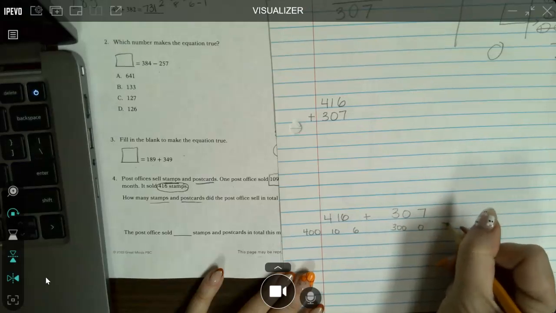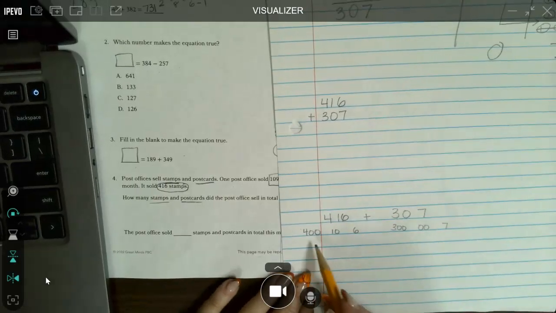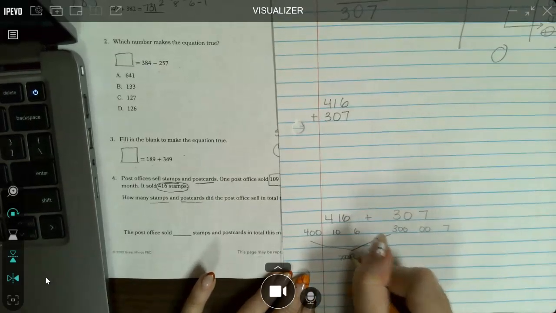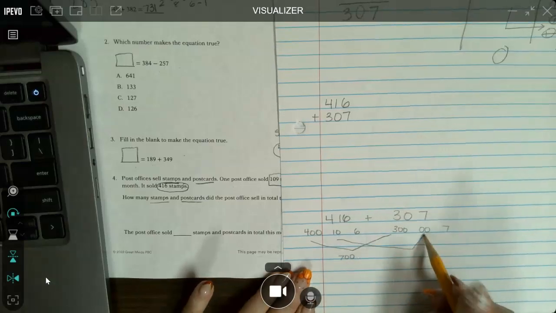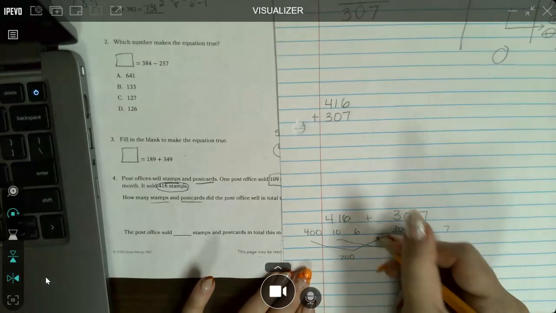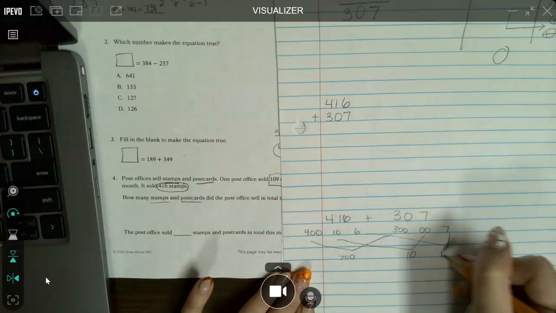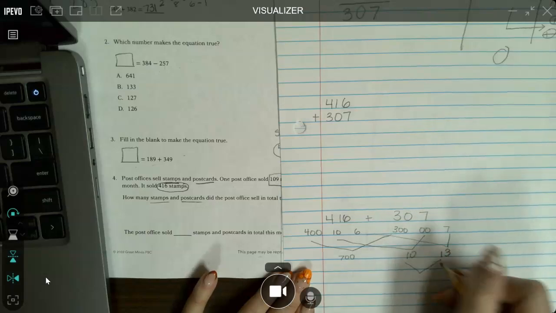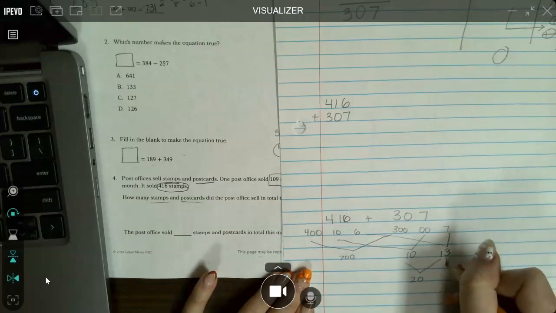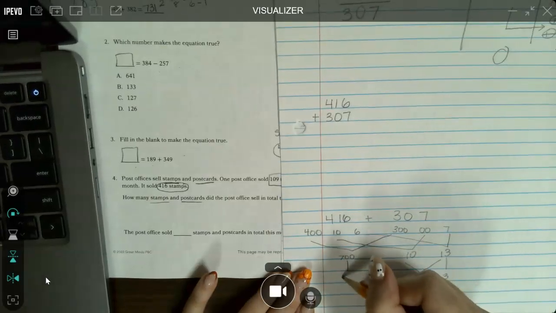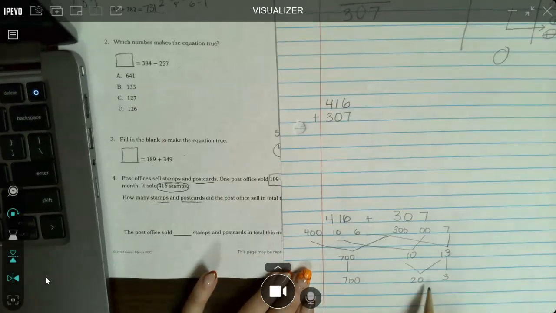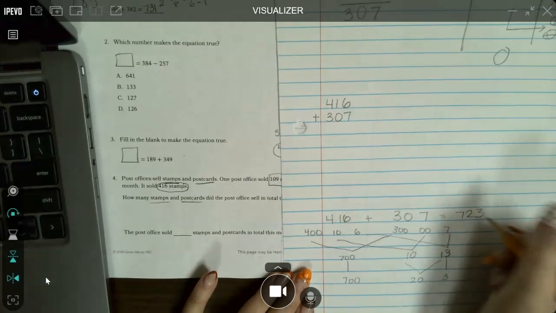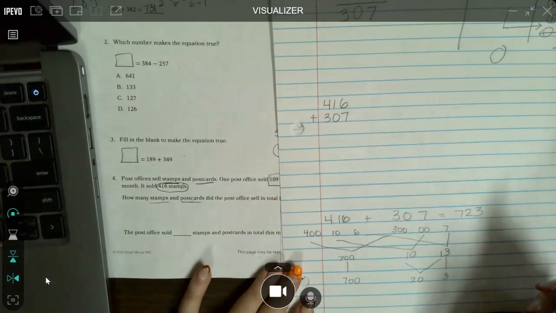nothing, and 7. Okay, so I would put together my 400 plus 300 to give me 700. 10 plus nothing would be 10, and 6 plus 7 would be 13. I would then put together those last 10s to make 20. I still have 3. I still have 700. And when I put all of that together, I have 723 postcards and stamps that were sold.